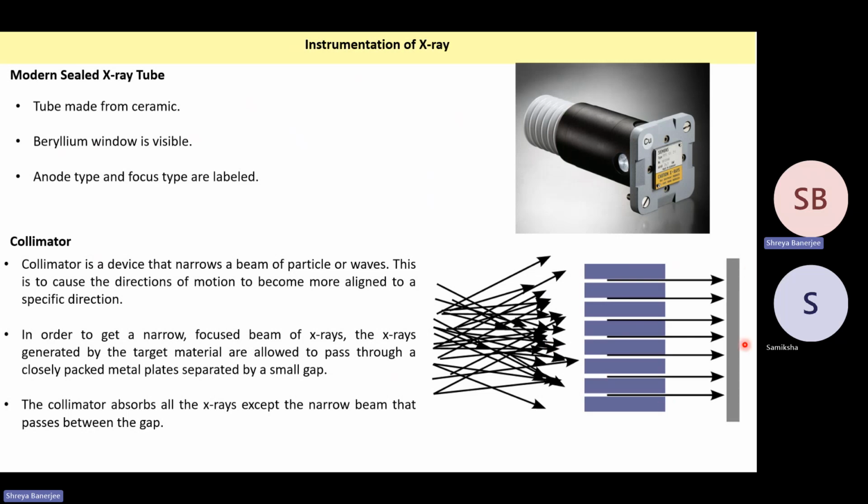So when you ultimately get the X-ray, you will get a narrow focused beam of X-ray, which will help you analyze the crystal much more accurately compared to if the beams were just scattered in different directions. So the instrument that is doing this, that is forcing the X-rays to become a narrow focused beam, is called the collimator.